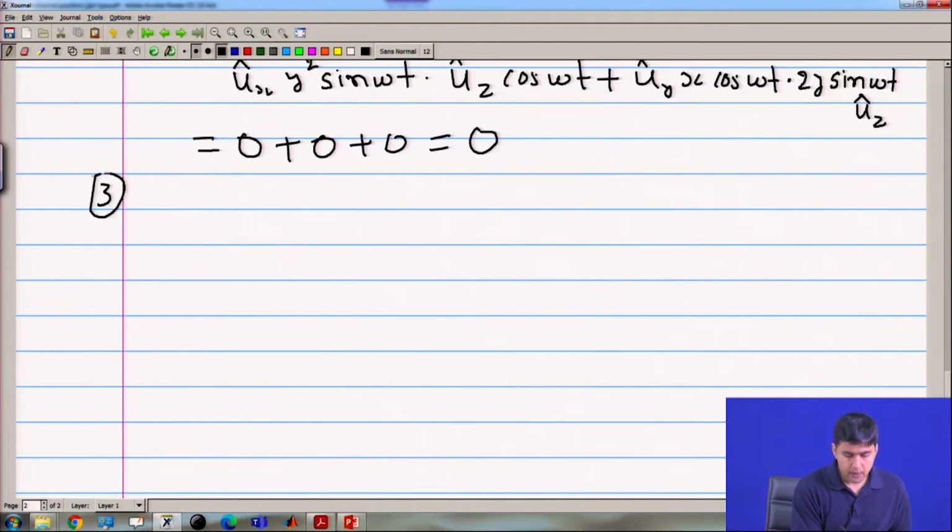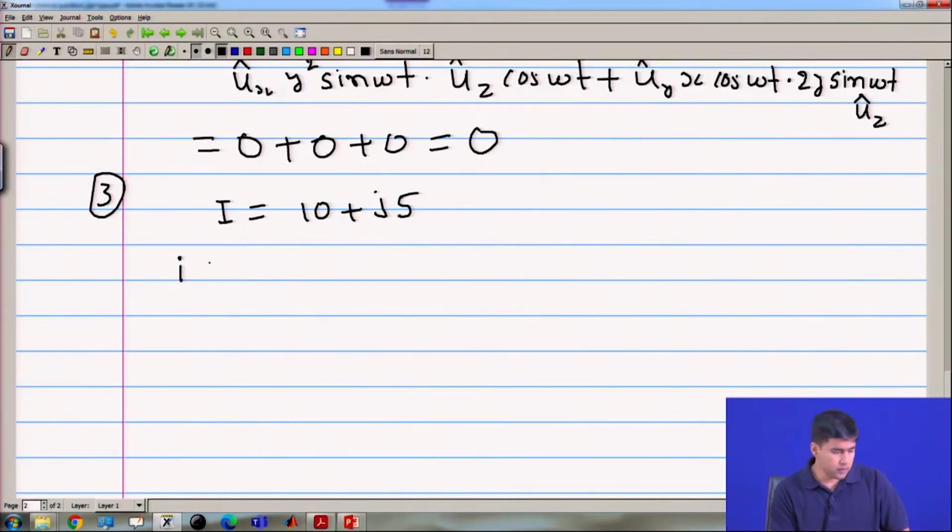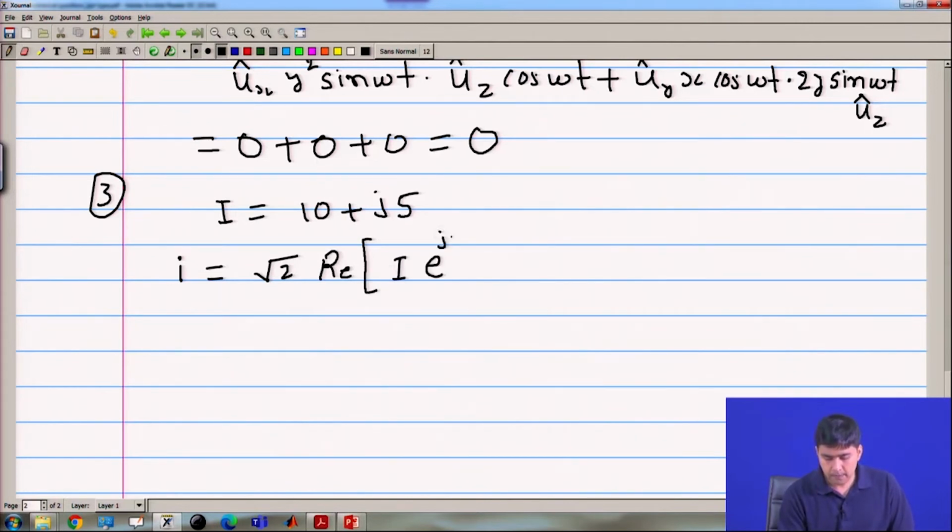So, we can do the third problem. Third is I equal to 10 plus j 5. To find the instantaneous quantity for this case, we write I equal to, capital I for the complex and small i for the instantaneous. So, i equals root 2 times the real part of I e to the power j omega t, which will give the instantaneous quantity for 10 plus j 5.